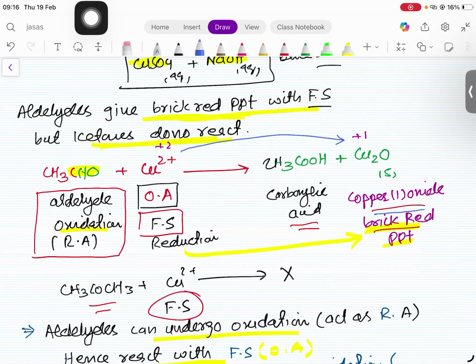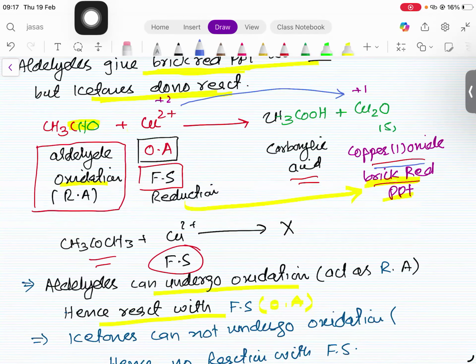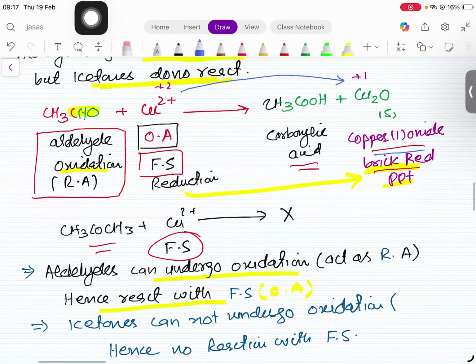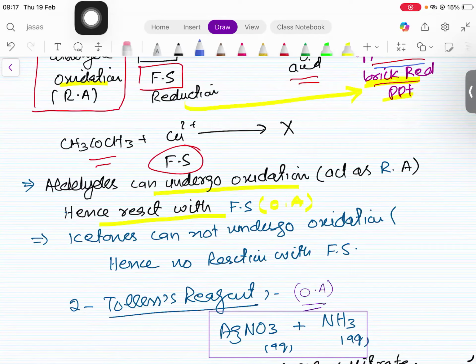So that is the observation. You add Fehling solution, brick red precipitates are there. It's an aldehyde. No brick red precipitates, it's a ketone. And the chemistry behind it, that aldehydes undergo oxidations and ketones cannot. And Fehling solution is an oxidizing agent. Okay? Aldehydes can undergo oxidation, act as reducing agent, hence react with Fehling solution, which is an oxidizing agent, right? Ketones cannot undergo oxidation, hence no reaction with Fehling solution.